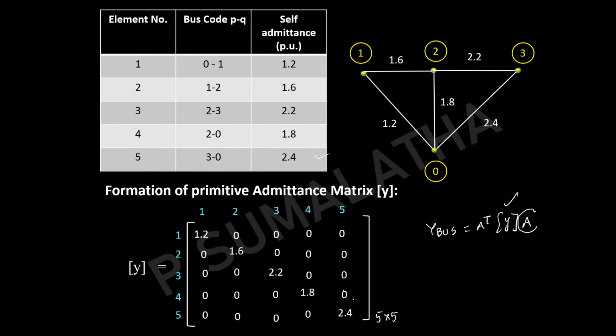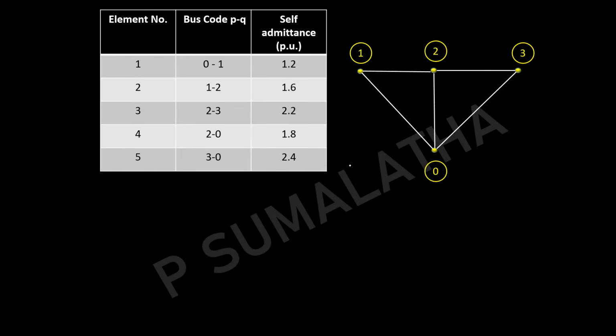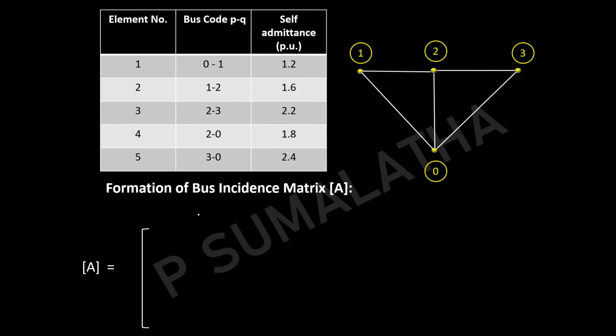Now we need to find the bus admittance matrix. Let us do that. I have taken the same graph. Now we don't want the self admittance values, we just need the geometrical representation of the graph: how many lines there are, from which node to which node each is connected, and what the direction is. So now let us form the bus incidence matrix, which is A. It is formed between the number of elements and the number of buses. Here we have 5 elements and 3 buses, because we are considering 0 as the reference bus.